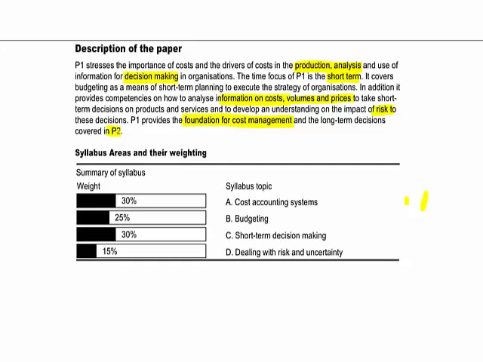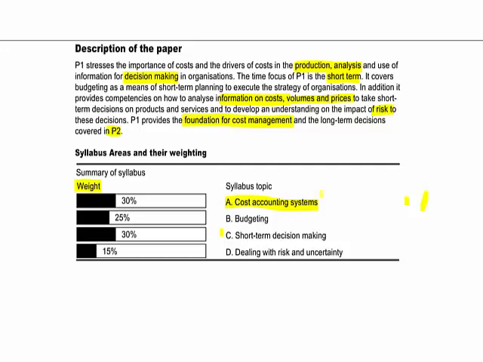What we're going to look at now then are the 4 different syllabus areas. And the first thing really to notice from this chart is that they don't have equal weightings. So some areas then, A and C, are going to have a greater prominence. And you can expect that your exam will reflect these weightings. So the first area then is all about cost accounting systems.